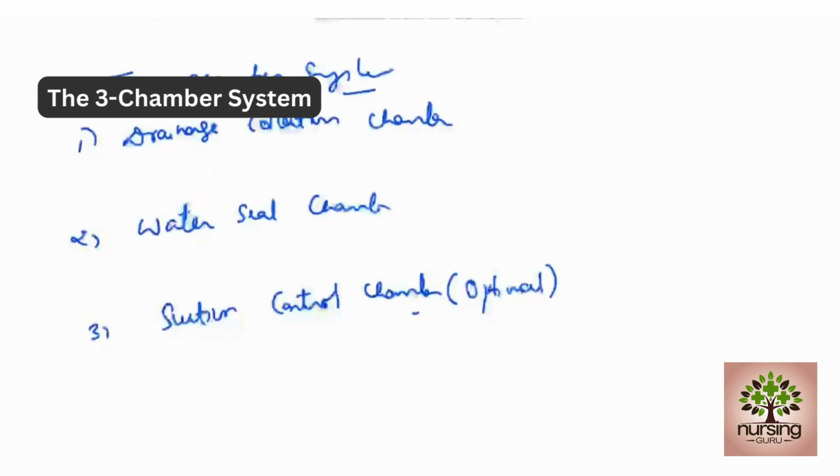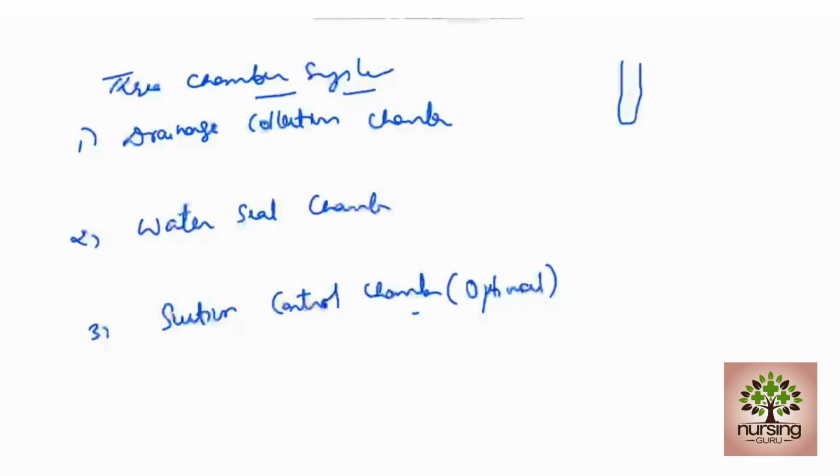As I told, we use a 3-chamber system. The first chamber is the drainage collection chamber. Somewhat it looks like this. This is the first chamber, this is the second chamber, and this is the third chamber. The drainage collection chamber directly collects the waste from the pleural cavity. That means this tube is directly connected to the pleural cavity. If there is pus, it collects the pus. If there is blood, it collects the blood.